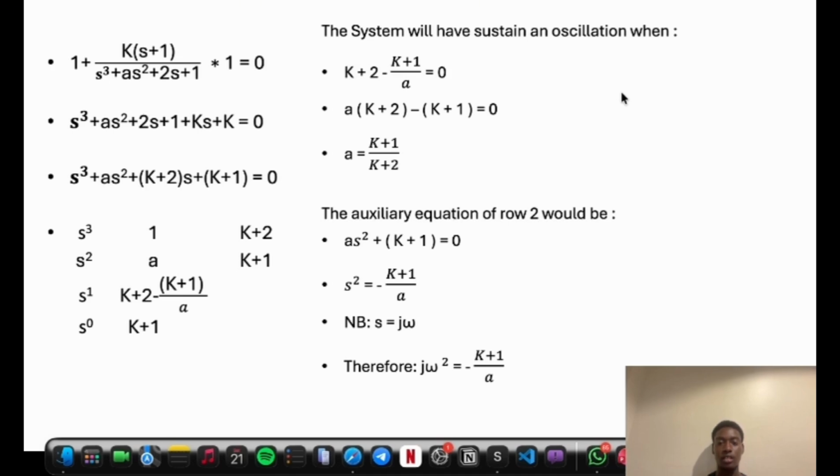Now, let's break down the conditions here. We start with the equation k plus 2 minus k plus 1 over 1 is equal to 0. This equation represents the balance point in the system, where oscillations neither decay nor grow. To simplify it, we rearrange the terms. A multiplying k plus 2 minus k plus 1 is equal to 0. This step eliminates the denominator and makes the relationship clearer. From here, we solve for A, which gives us A is equal to k plus 1 as numerator and k plus 2 as the denominator.